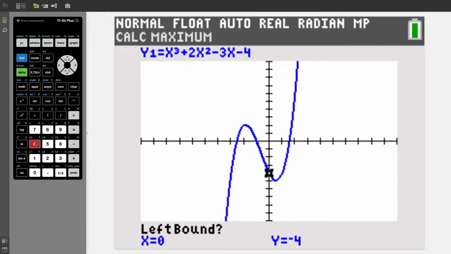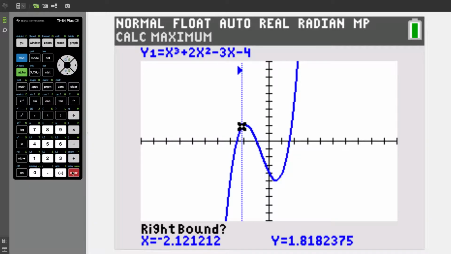So if I'm trying to find the max over here, I need to be to the left of it. So you got to move your cursor until you're on the left side. Now, the closer you are to the maximum, the more accurate the calculator's guess will be. So you don't want to go all the way over to the left of your screen. Just get on the left side of the maximum. Once you're on the left side of the maximum, hit enter.